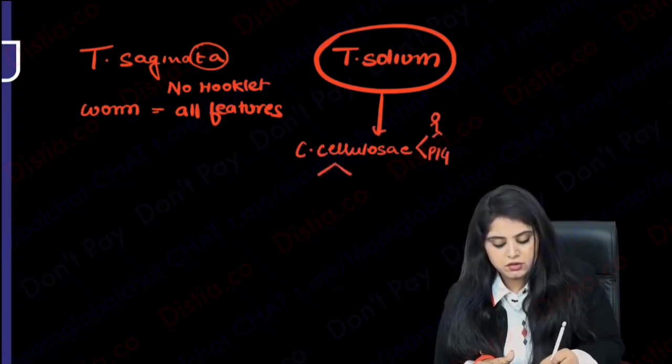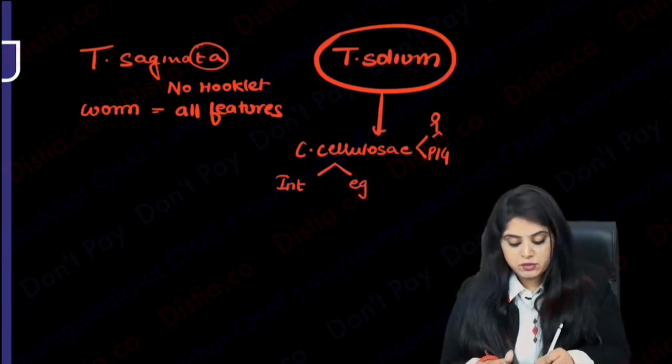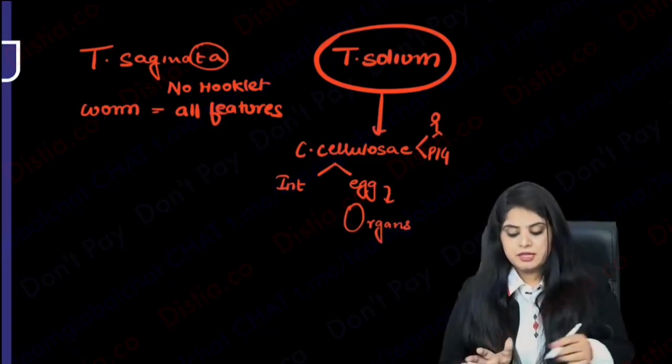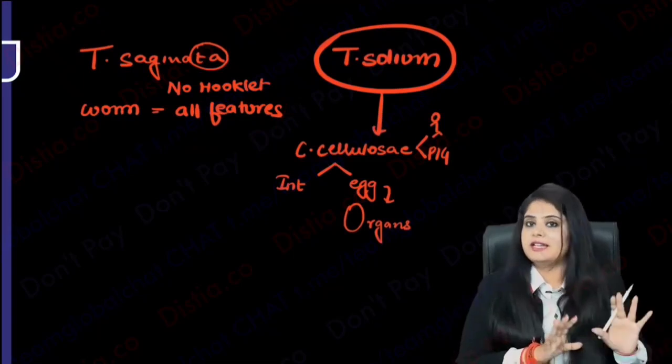This larva is going to cause intestinal disease also, and later on when it gives rise to eggs, those eggs are going to cause other organ involvement also. So everything is going to happen over here, right? Whereas in Taenia saginata, just intestinal infection, that's it.